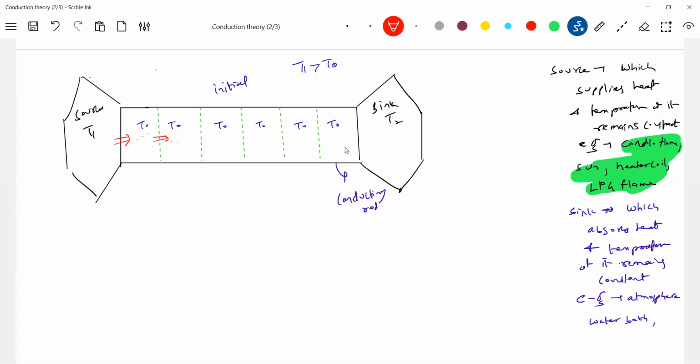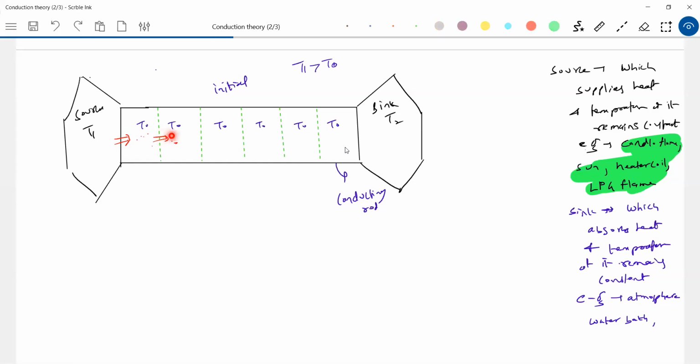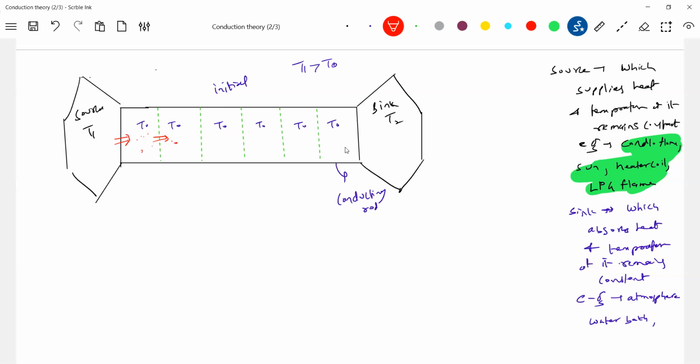Like that, we'll call these segments. First, this one absorbs heat and its temperature starts increasing, and in the meanwhile it is also involved in the transfer of heat. The second segment also absorbs heat, its temperature starts increasing, and it permits some heat to flow because it is in contact here. As this vibrates, the next also starts vibrating. Like that, first we'll name the segments A, B, C, D, E, F.